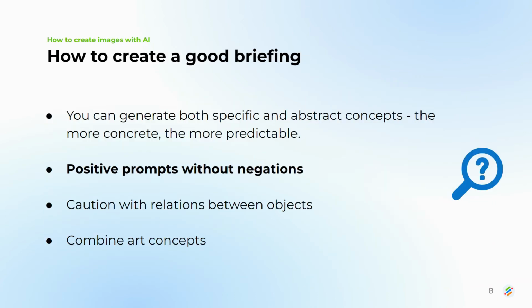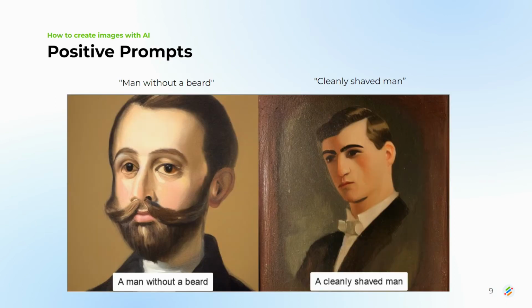Don't use negations when creating your brief. Describe what should be present, not what is missing. The AI takes things literally. If something is in the prompt, it is more likely to map it. Accordingly, a man without a beard will result in a bearded man. If you positively phrase a cleanly shaved man instead, you will get your desired result.